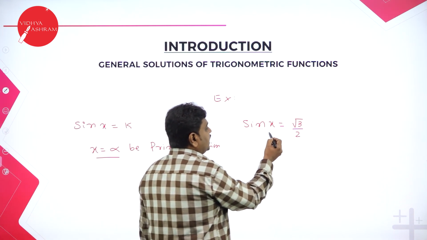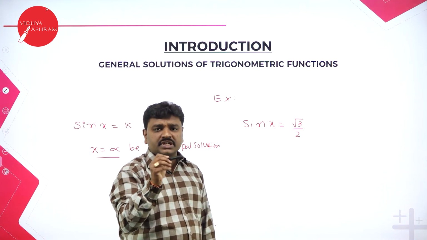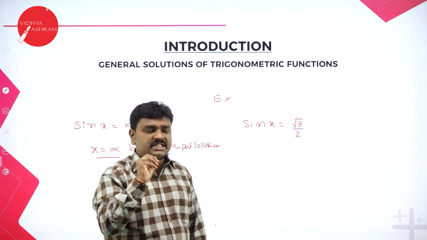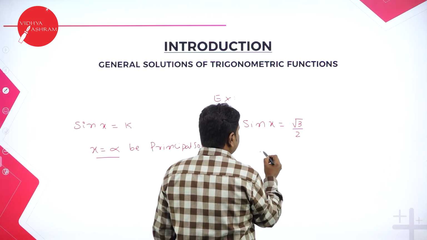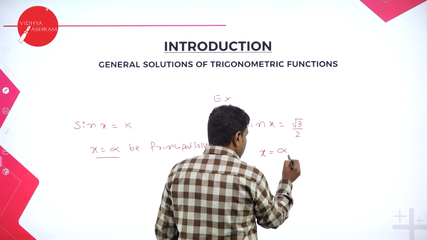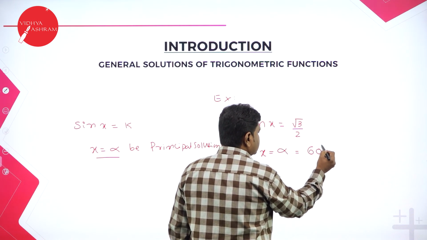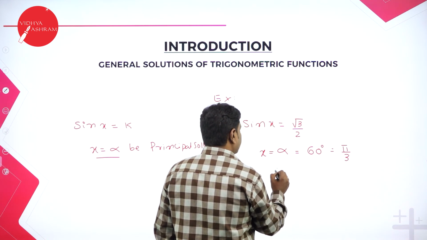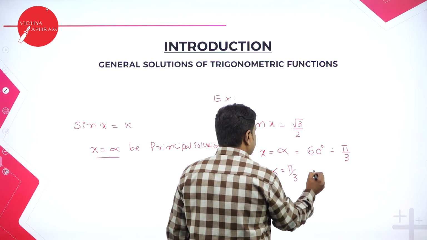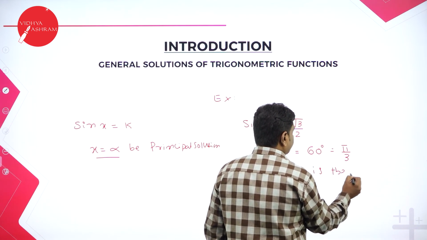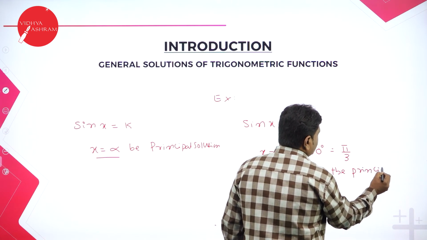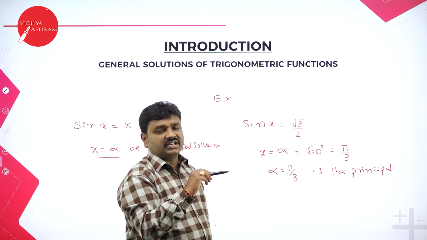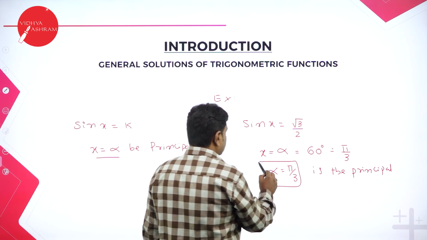Means here, in sine table, where you will get root 3 by 2, all of you know, sine 0 is 0, sine 30 degrees is 1 by 2, sine 45 1 by root 2, sine 60 degrees is root 3 by 2. So x value, I call it as alpha, that alpha is 60 degrees, or I'll say pi by 3. Pi by 3 is one of the value. So alpha is pi by 3 is the principal value. Principal solution. Means what? The solution which lies within the 360 degrees, within the 4 quadrants. One value you got.